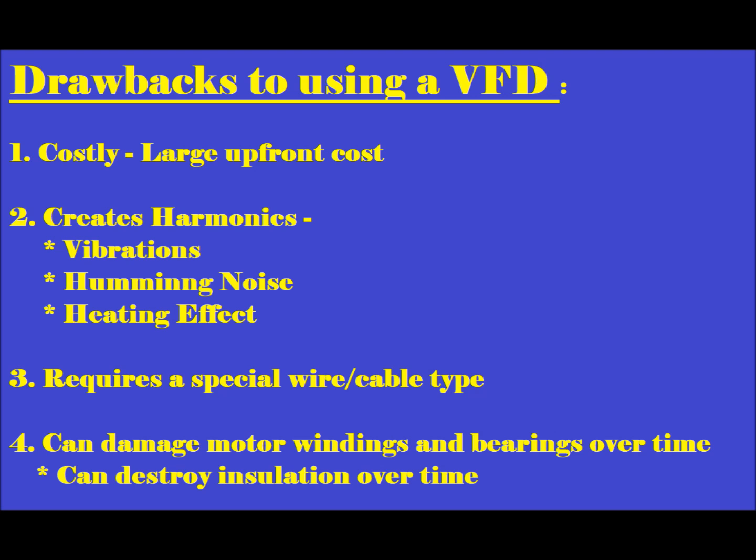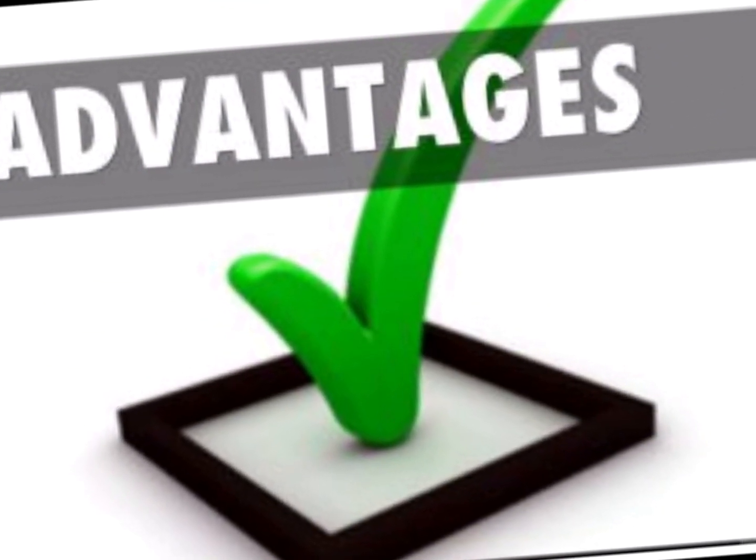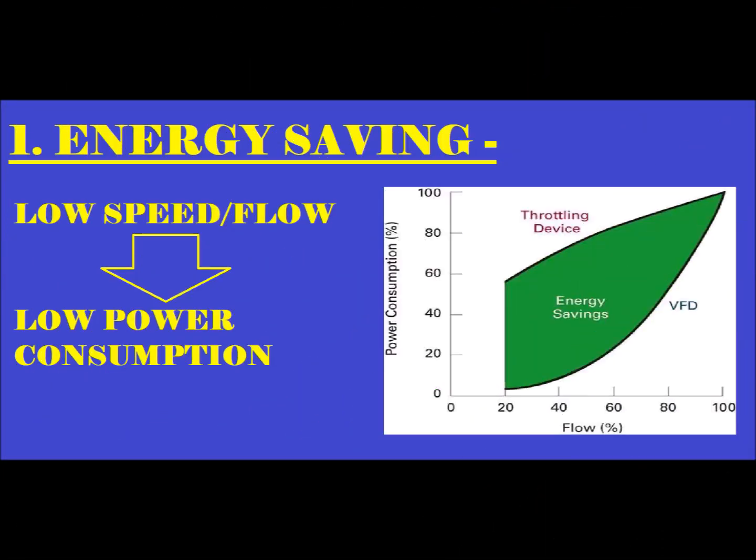The brief part is completed. We'll go into details now. First is the advantage. The first advantage was energy saving. When the requirement is less, that is low speed or low flow, the drive will consume less power. Looking at the right hand side, when the flow is 20%, the drive is taking very little power, and as the flow increases, the requirement increases, it will start consuming more power.